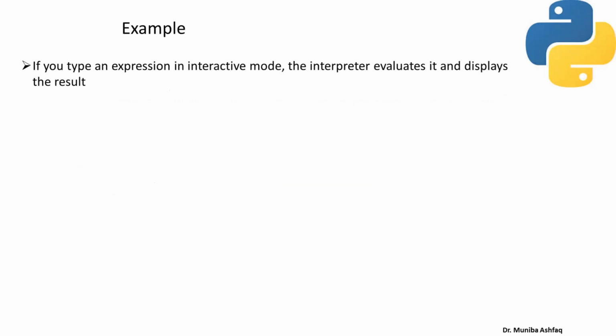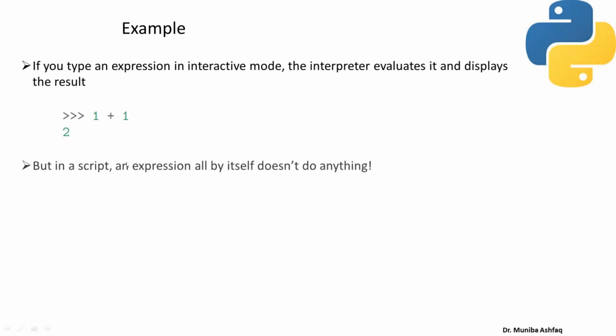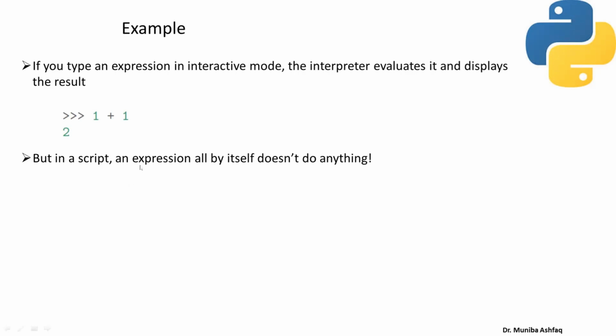For example, if you type an expression in interactive mode, the interpreter evaluates it and displays the result. So there is a difference between using the interpreter and the IDE. If you open the interpreter from your command prompt, you write python, and then this interactive shell is active. When you write 1 plus 1 and press enter, 2 will be displayed on the screen immediately. But in a script, when you write a script within an IDE, an expression all by itself doesn't do anything. Whenever you write an expression within a script and run that script, nothing will be displayed on the console unless you print the values on the screen yourself using the print statement.